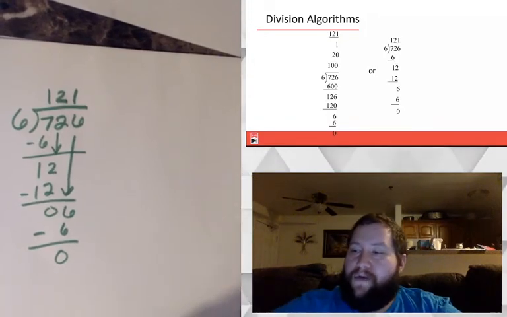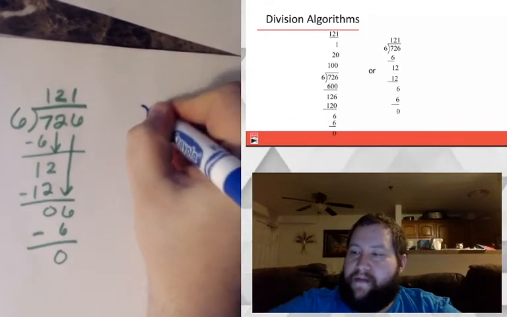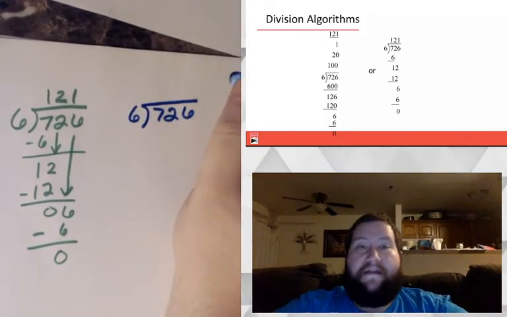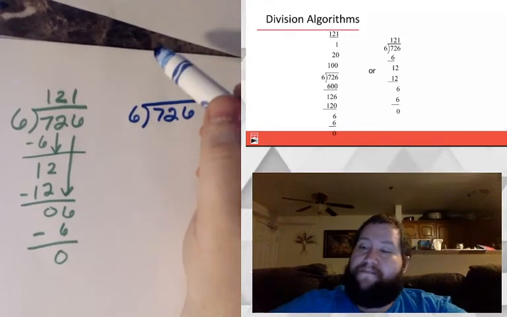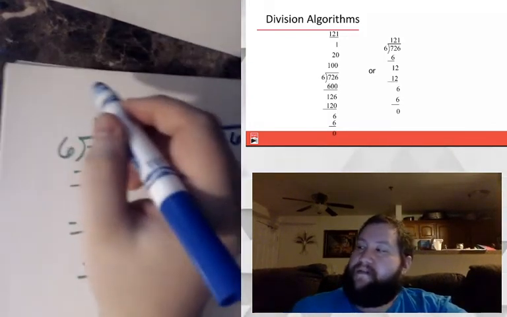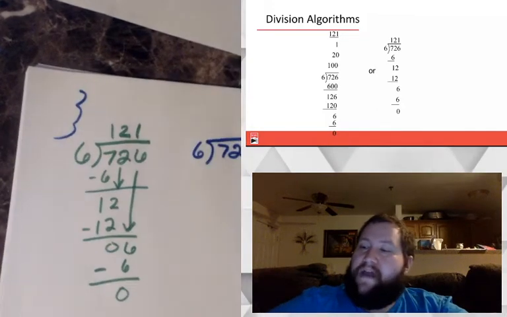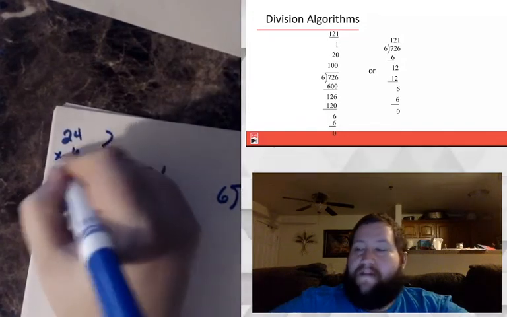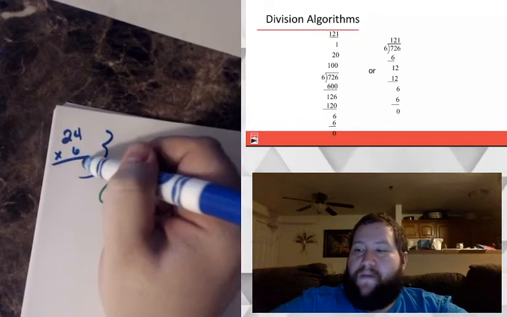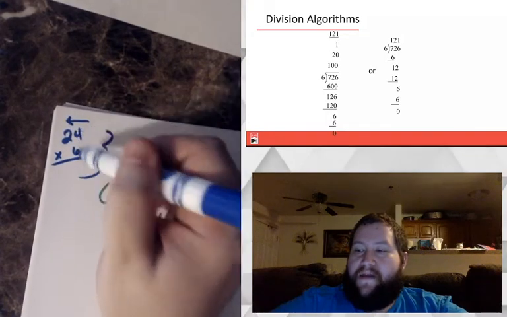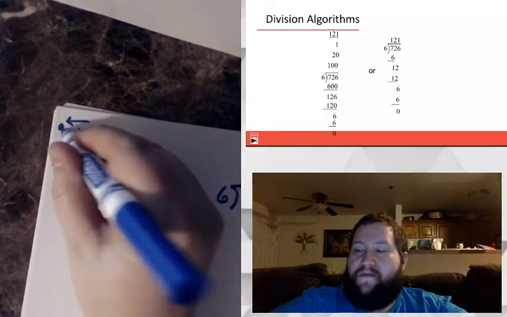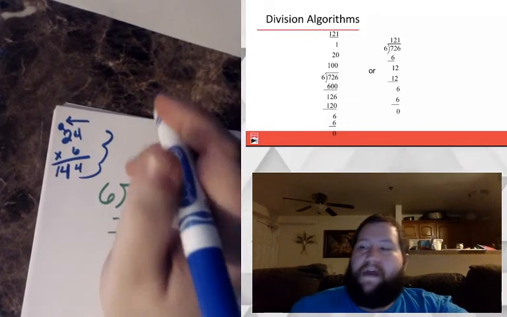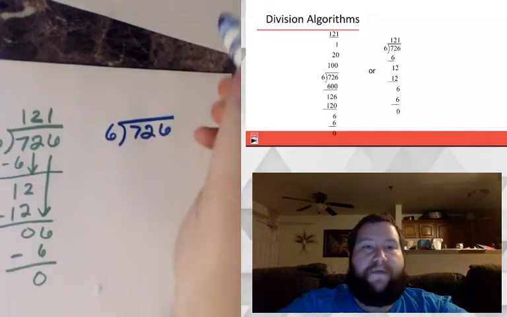But really, what we're doing, and I'll write it in blue, is 6 into 726. Notice in multiplication, and I'll write this in the corner because this is a worthwhile aside, if I have 24 times 6, I start on the right and I work left. I do my 1s times 6 is 24. Carry the 2. My 10s times 6, 12 plus 2, 144. But when we divide, we work left to right.